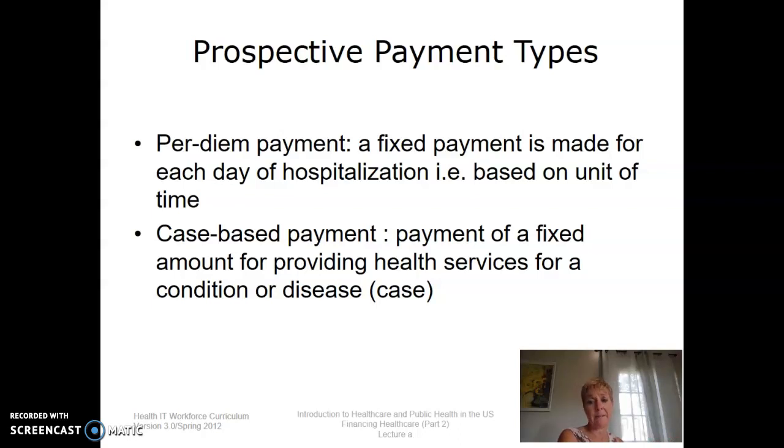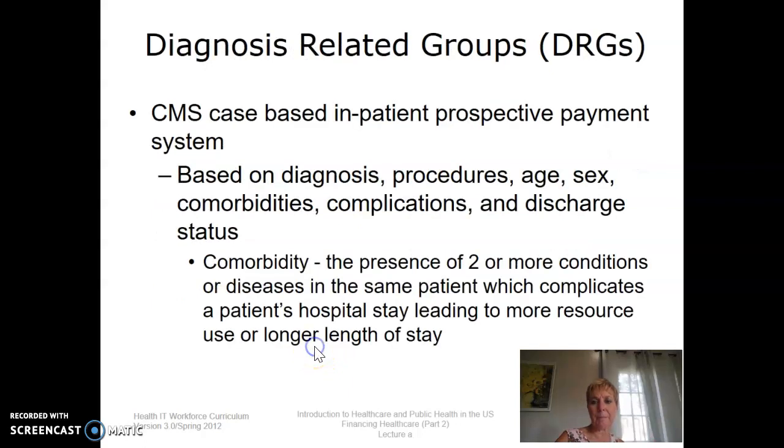Doesn't matter if they're heavier care than someone else. Doesn't matter if you have to lift them in and out of bed every day. It doesn't matter if you have to help them use the toilet all the time. You're going to get this much per day for every patient you have in Medicaid. That's per diem. A cost-based payment, or a case-based payment, is payment of a fixed amount for providing health services for a condition or case. So it's case by case. You kind of see that in prospective payment, but that's usually related to DRG.